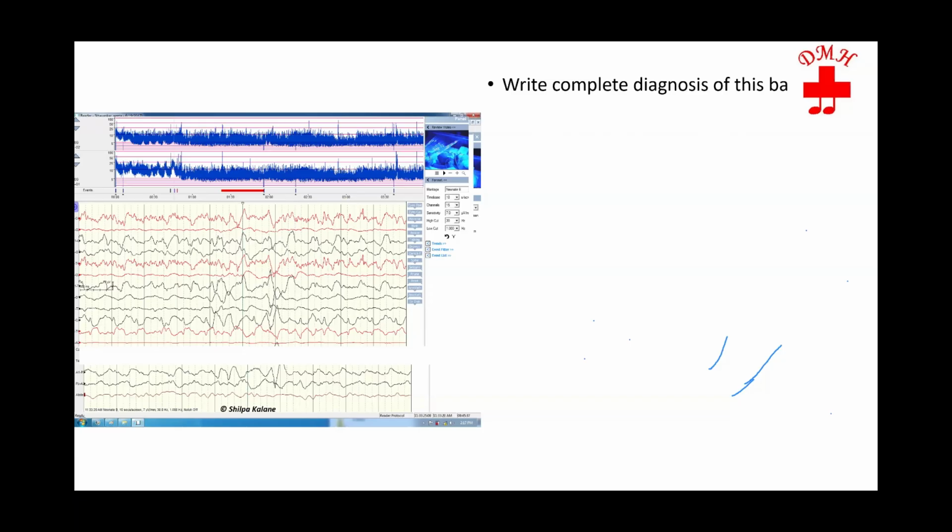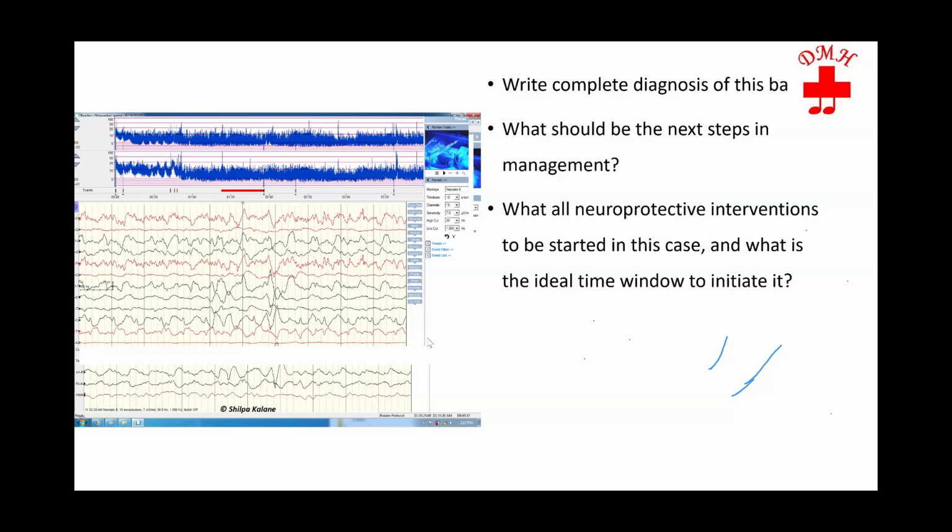Grade 3 HIE. Anyone else want to answer? Okay, asphyxia with seizure. What should be the next step in management? Moderately abnormal. Therapeutic hypothermia within 6 hours. AED. Therapeutic hypothermia, whole body cooling.